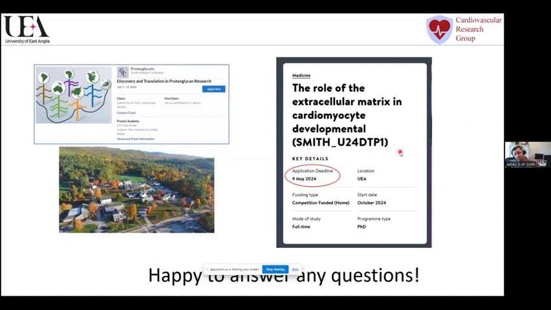If you're a student looking for a PhD, there's still a week left to apply for a PhD project that's being advertised in my lab, which is looking at the role of the extracellular matrix in cardiac development. And again, it's following on from the work I've presented here. And I will finish there, and I'm happy to answer any questions.